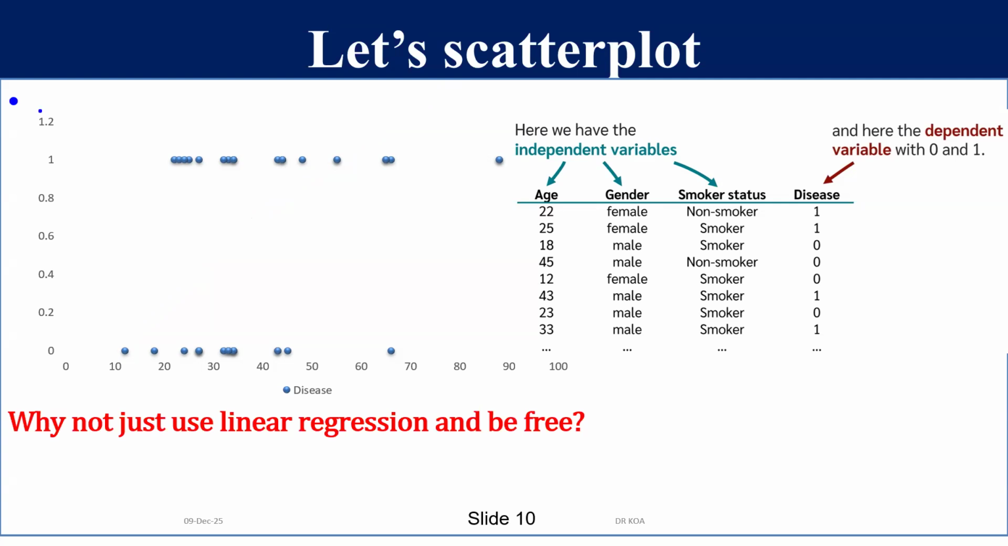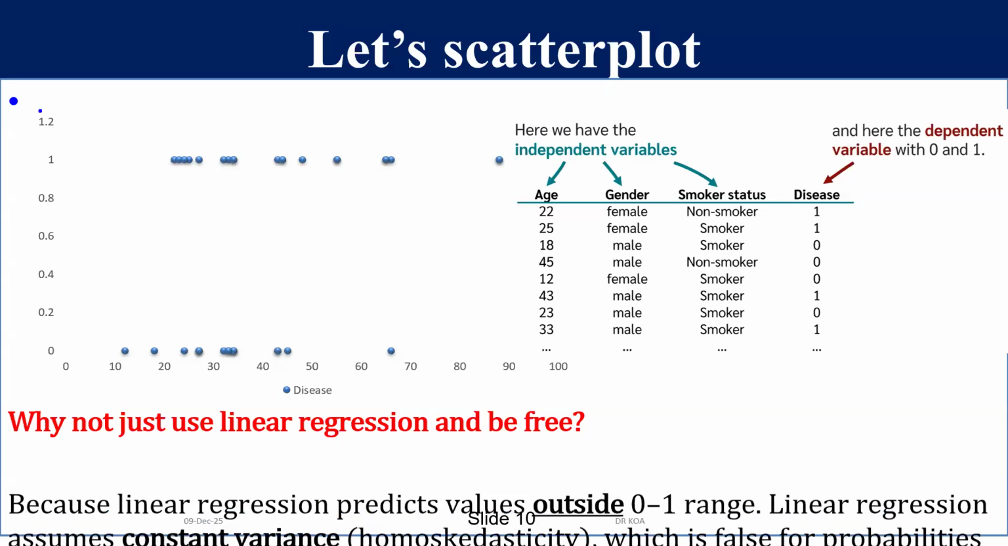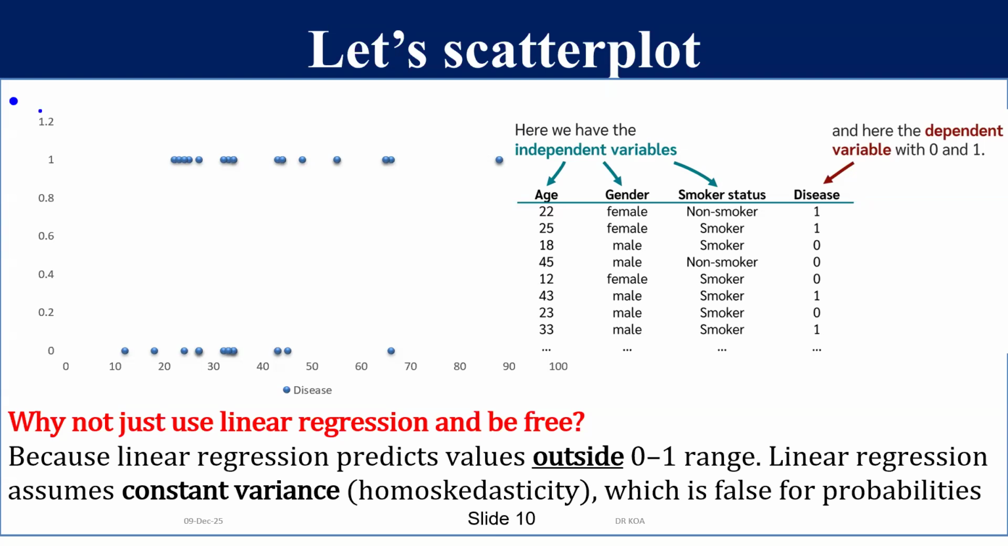So why not use linear regression and be free? Well, one reason you have said is that the dependent variable is binary, but that is not the only reason. It's also because any linear regression you use will predict values outside 0 and 1. That's all we know.